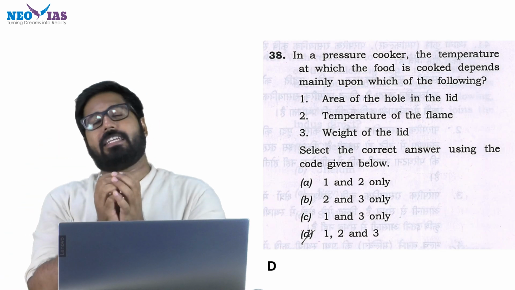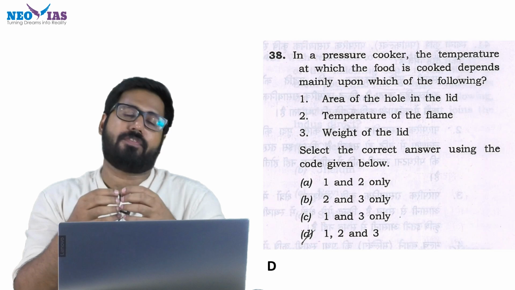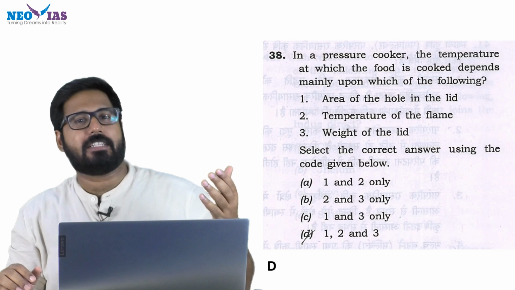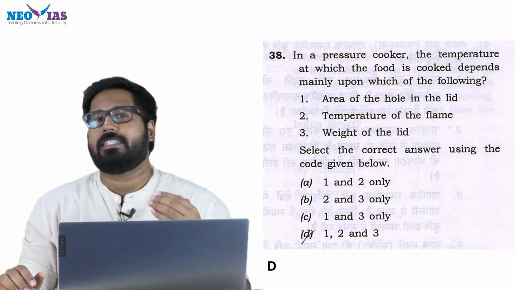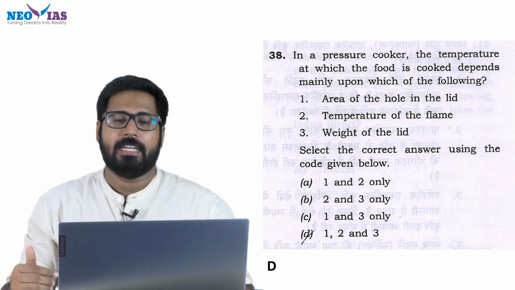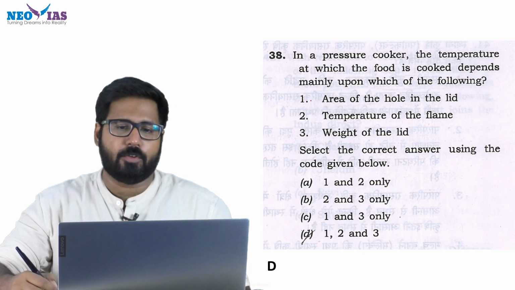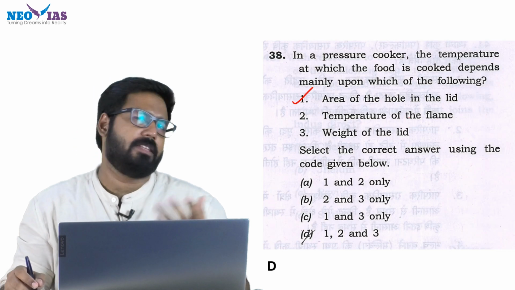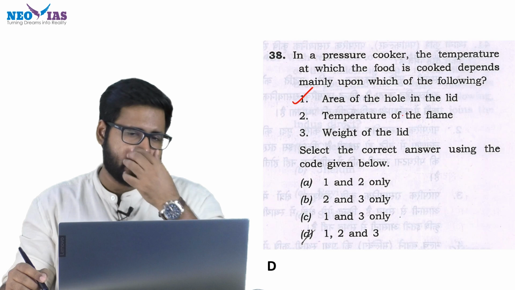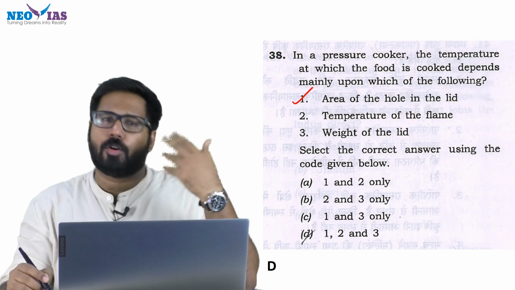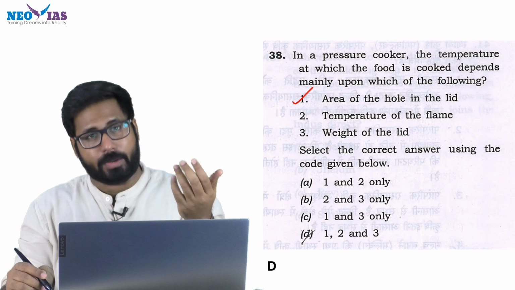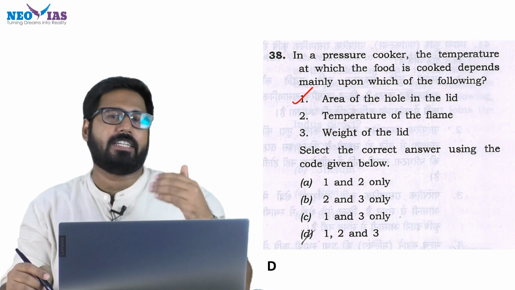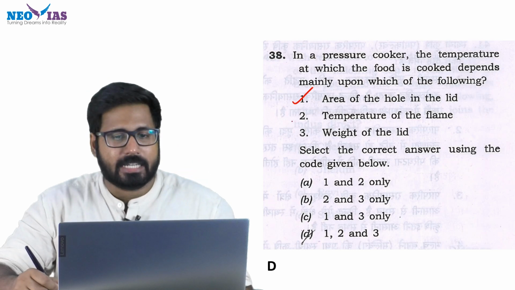Now, if the hole is large, if the area of that hole is increased, then a lot of pressure is released in one single go. If too much pressure is released in one single go, then the temperature will fall down. So the first statement automatically, it will depend. You can understand that the first statement is correct. Coming to the second statement, temperature of the flame. That is also a very straightforward option, wherein if you are increasing the flame, then obviously the temperature that you want will be attained quickly. But if you are decreasing the flame, or if you put it on minimum flame, then the temperature will take a longer period of time to reach there. So the second statement is also correct.